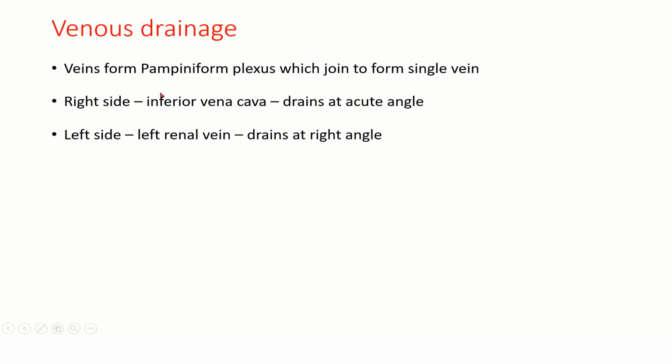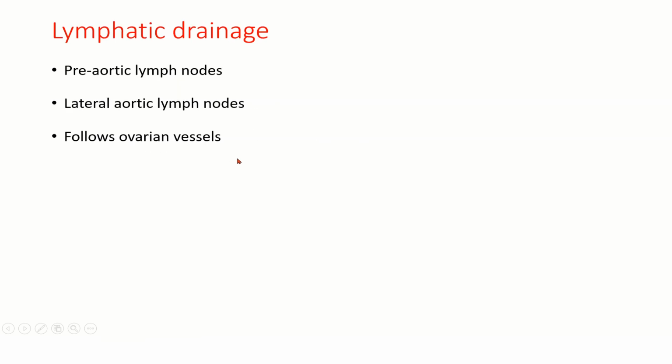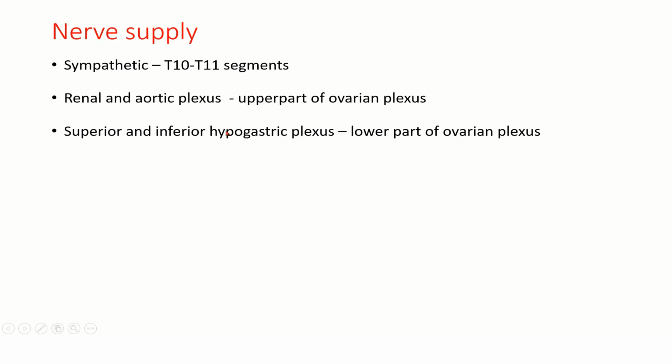Venous drainage. They form the pampiniform plexus which joins to form a single vein. Right side, the ovarian vein drains into the inferior vena cava at an acute angle. Left side, the ovarian vein drains into the left renal vein at a right angle. Lymphatic drainage. The lymphatics follow the ovarian vessels and drain into pre-aortic lymph nodes and lateral aortic lymph nodes.